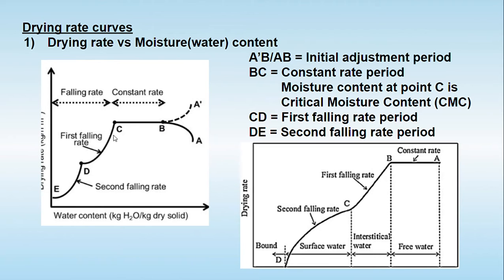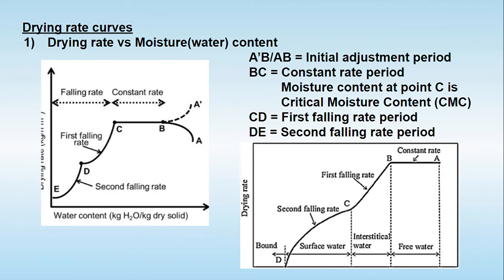That period is from B to C, during which the water is lost from the material at a constant rate, and that's why it is called the constant rate period. The moisture content at the end of this period, at point C, is called the critical moisture content. The critical moisture terminology I already highlighted in my another video, the drying introduction video.